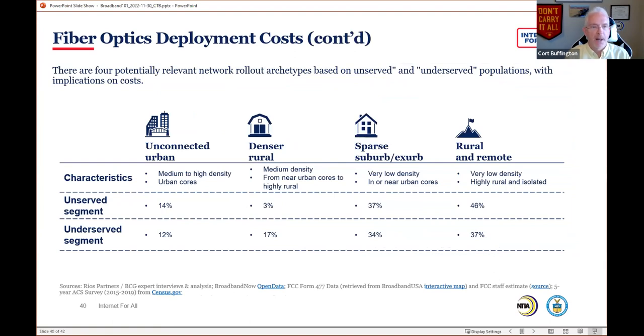A little bit more information about rurality or density of geography and what the costs and what the unserved and underserved segments are in those areas. So when you have a type of geography, say, urban, dense rural, sparse suburb, and remote rural, we have some data here on the percentage of those serviceable locations that are either underserved or unserved. And recall, for the purposes of our programs, unserved doesn't mean they have no service. It means the service is less than 25/3 or is provided by some specific technologies that do not meet the definition of reliable broadband.